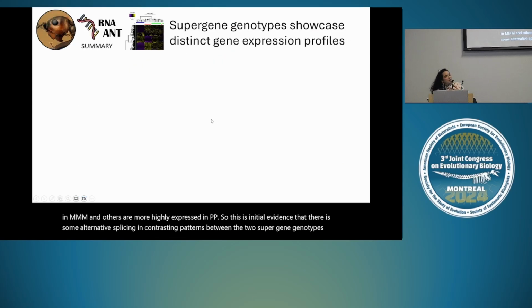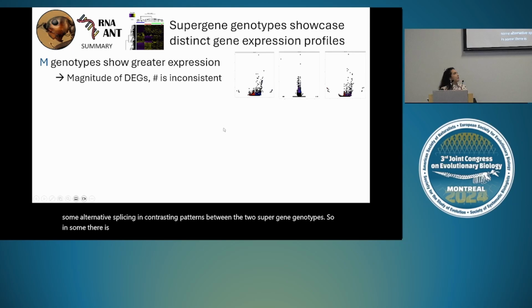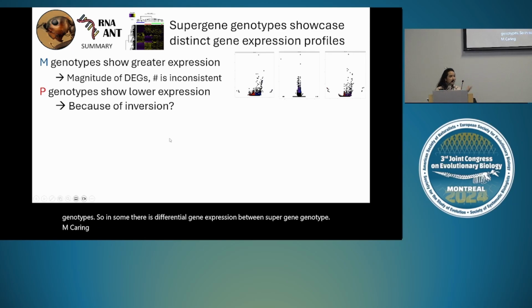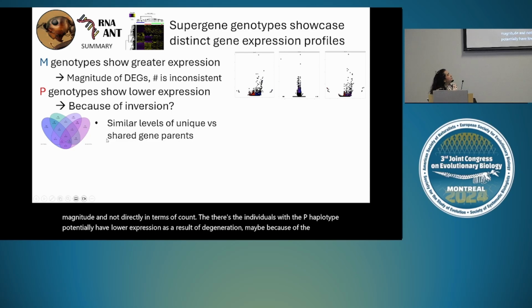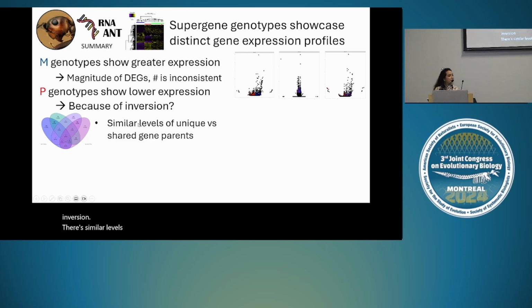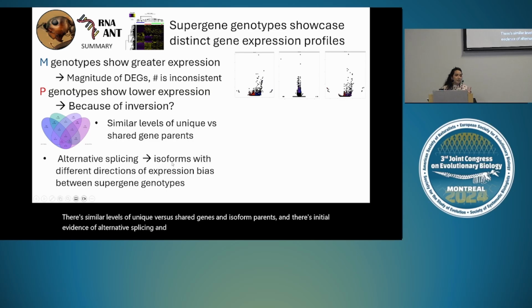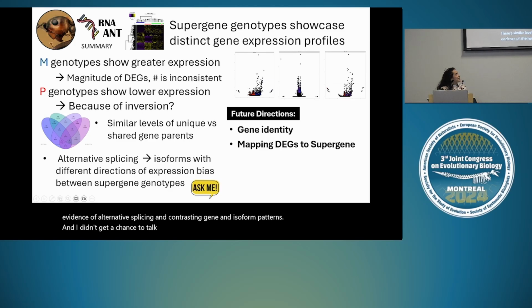So in sum, there is differential gene expression between supergene genotypes. M-carrying individuals seem to have greater levels of expression, although this is in terms of magnitude and not directly in terms of count. The individuals with the P haplotype potentially have lower expression as a result of degeneration, maybe because of the inversion. There are similar levels of unique versus shared genes and isoform parents, and there's initial evidence of alternative splicing and contrasting gene and isoform patterns. I didn't get a chance to talk about the isoforms, but I would love to talk about that later.